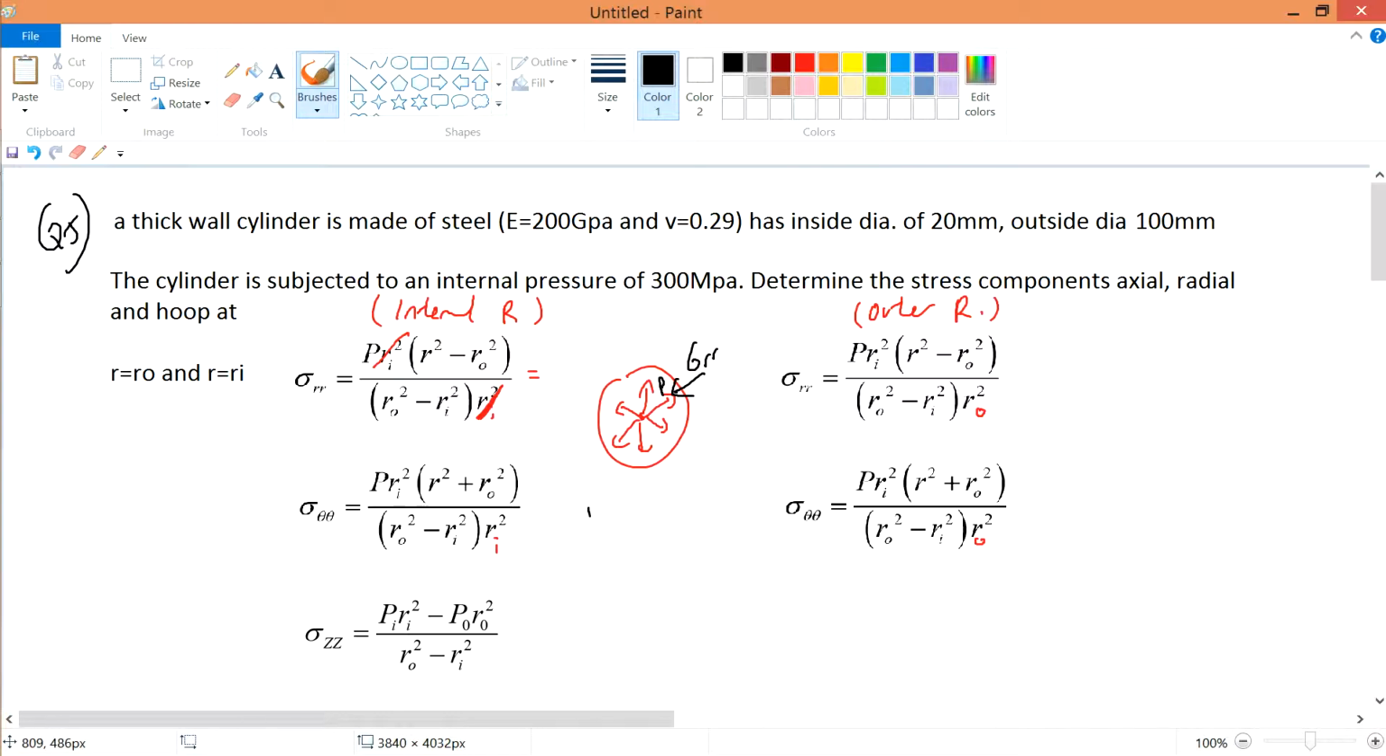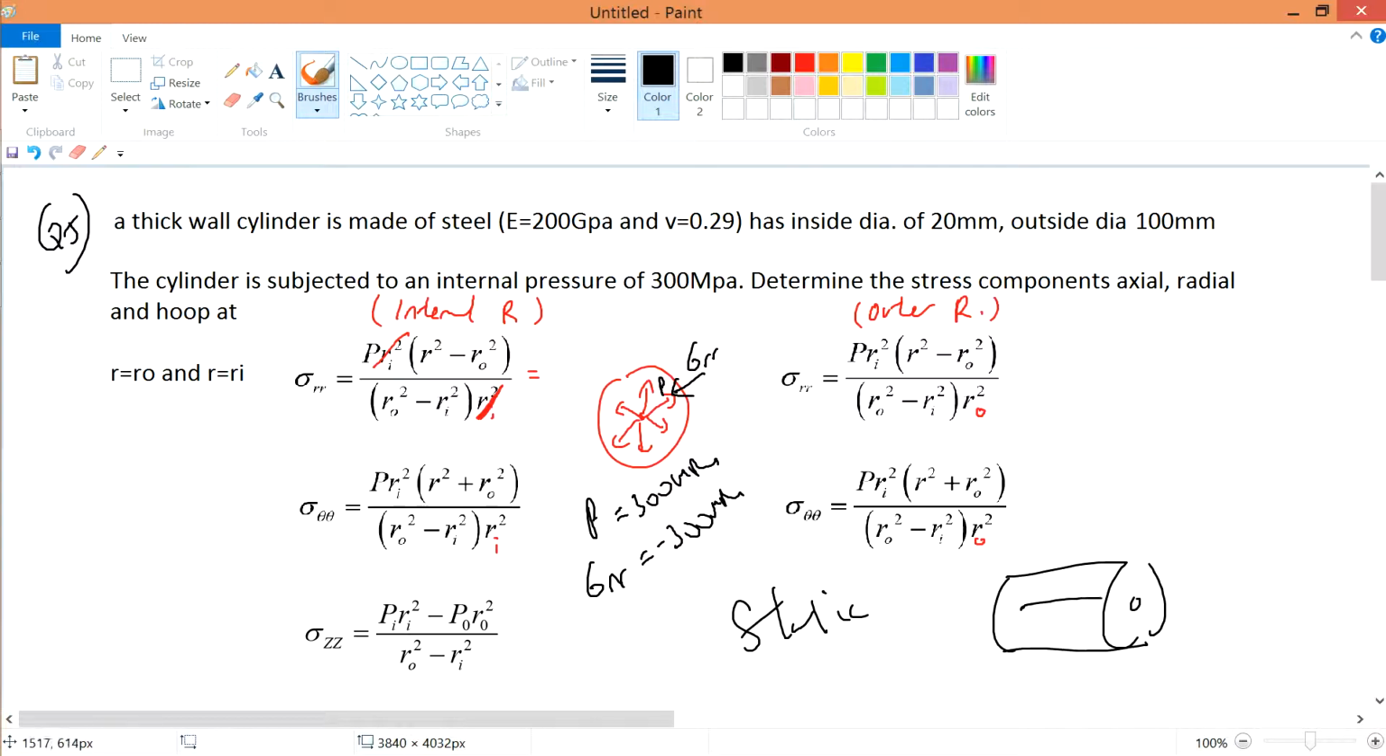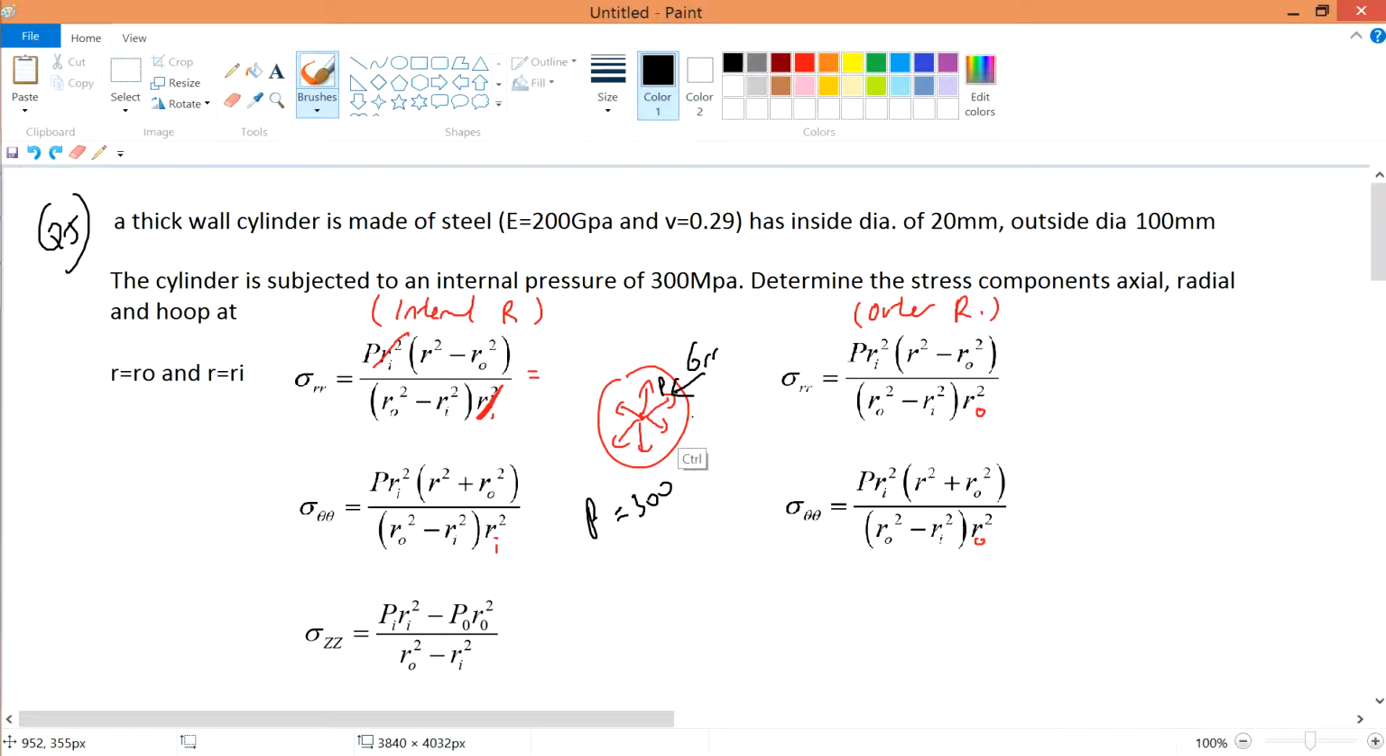Alright, so if the pressure is 300 MPa, sigma RR is simply the opposite, minus 300 MPa, because we are talking about static. Static, you'll just let this cylinder over here and then let it go, just leave it there. So therefore we can straight away know that sigma RR is equal to minus 300 MPa. Okay, while this one is equal to 0 MPa.